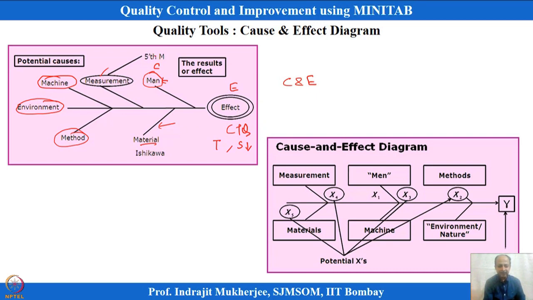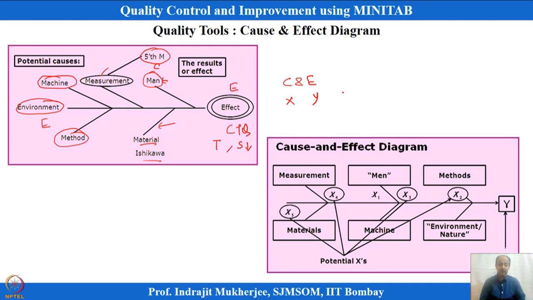So, 5 M's and 1 E is what you see over here. This type of cause and effect diagram was given by Ishikawa, so this is also known as the Ishikawa diagram or fishbone diagram. Many definitions are there, but this shows a cause and effect diagram. Cause is x we can think of and effect is y we can think of. Y is the CTQ and x are the different causes which are influencing it, and this is very important.